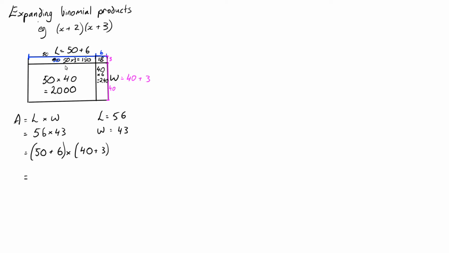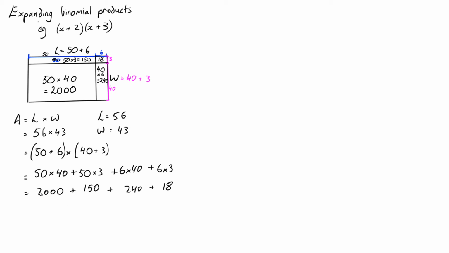So my whole area would be the addition of all of these smaller rectangles. So we've got, first off, 50 times 40, and then we've got a 50 times 3. We've got a 40 times 6, and a 6 times 3. In fact, instead of 40 times 6, I'm going to say 6 times 40 and 6 times 3 there. And to get my total area, I'm just going to add all of those together. In total, 50 times 40 we worked out as 2000. 50 times 3 was 150. 6 times 40 was 240, and we've got 18 at the end here.